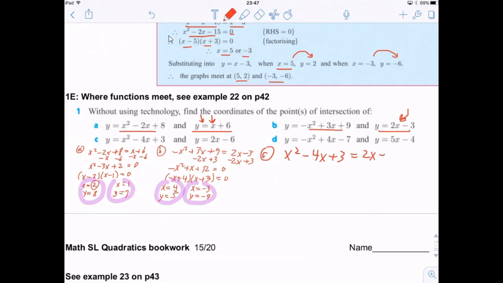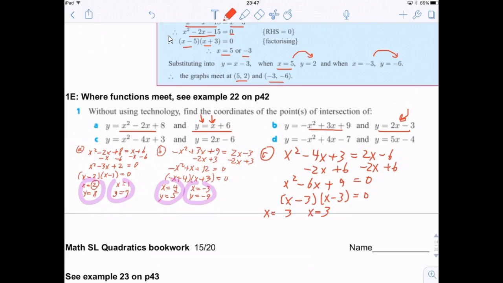I'm going to set the line equation equal to the quadratic equation. Then I'm going to subtract the 2x to move it to the left. I'm going to add 6 to move it to the left. And so the right side is now 0. The left side is x squared minus 6x plus 9. I can factor this into x minus 3 times x minus 3 equals 0. So the solutions are 3 and 3.